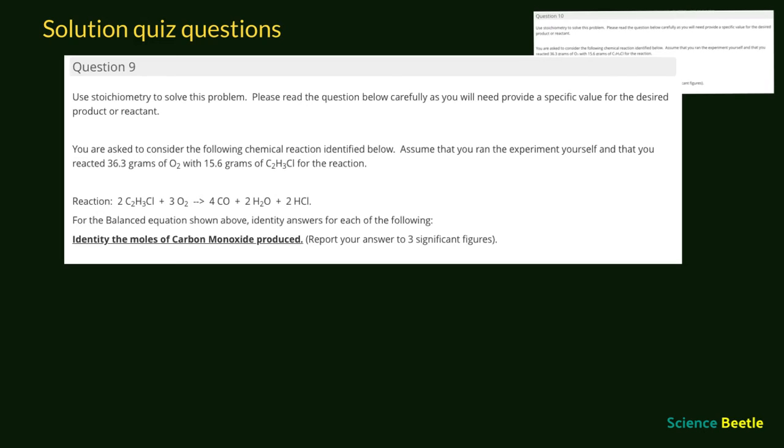All right, so what we've got is a stoichiometry problem. The problem is identified here. It gives you a reaction that we need to deal with. It's already balanced. We know that already because it tells you so. In the problem, this is a problem that was used in a previous question on the quiz, but you're asked to consider the following chemical reaction. You need to assume that you ran the experiment yourself and that you reacted 36.3 grams of the oxygen, which is this reactant here, and 15.6 grams of C2H3Cl for this second compound here.